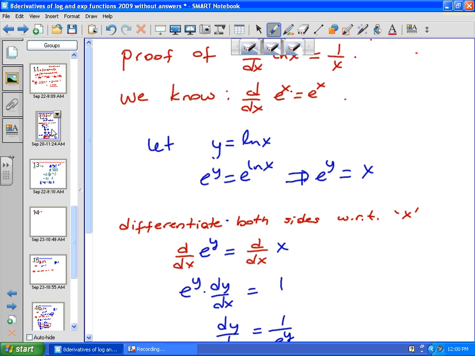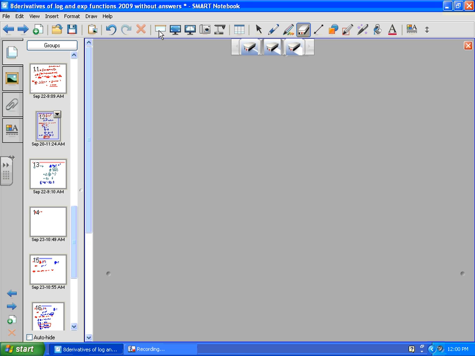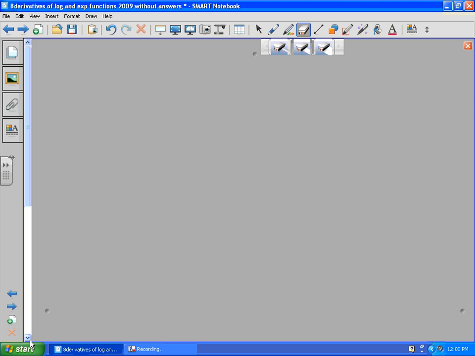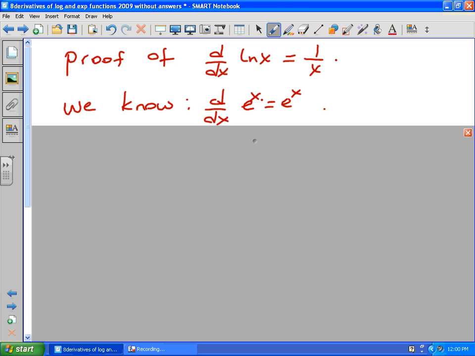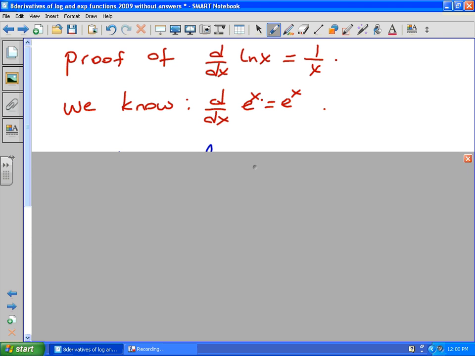First of all, an understanding about where this rule, derivative of ln x equals 1 over x, comes from. Let's take a look at that for the next few moments. So we want to see why the derivative of ln x is 1 over x. Now we already know, of course, that the derivative of e to the x is e to the x. We need to use that in this proof because otherwise you have to start from basics using the definition, and sometimes it's a more complicated approach.